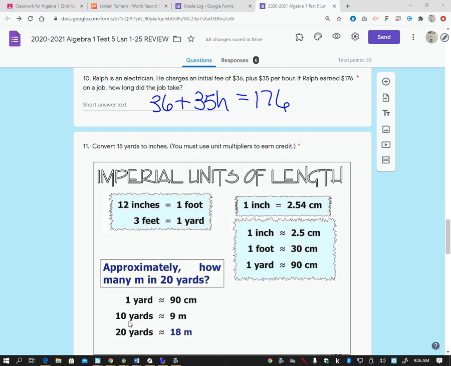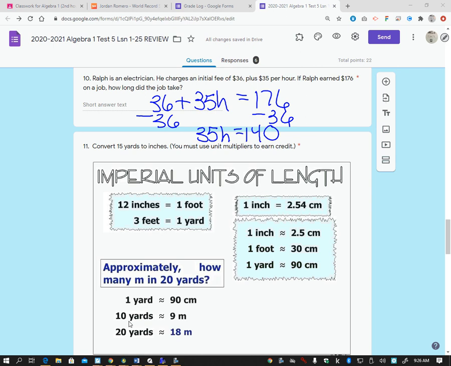They're not like terms. I cannot combine unlike terms. I need to isolate H, so I need to move everything else over here. How do I get rid of 36? Subtract it. Okay, so I've got 35H equals, what's 176 minus 36? Okay, 140. Okay, now what, Grayson?